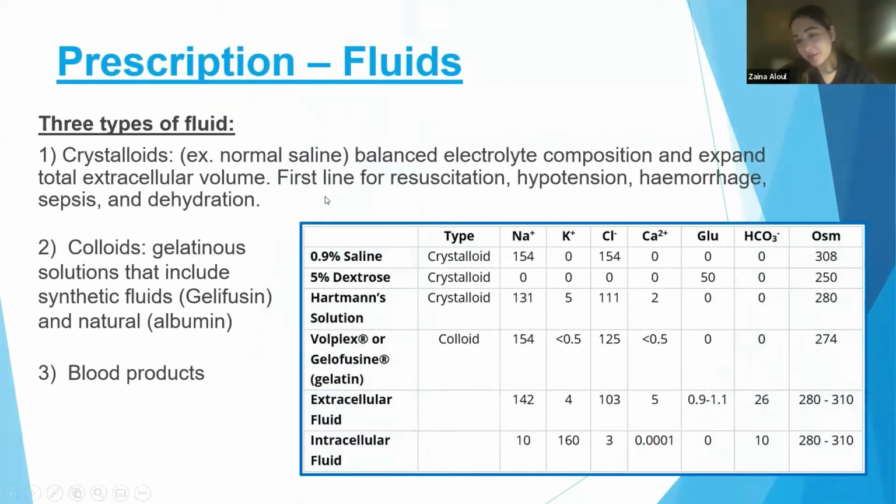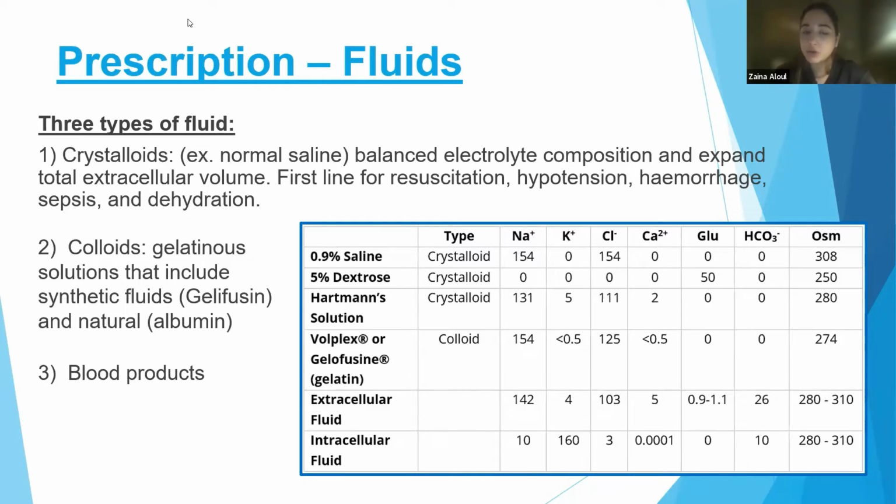So there are 3 types of fluid. There's crystalloids, so that's basically normal saline. It's to expand the extracellular volume, and it's usually first line for resuscitation, hypertension, and hemorrhage. And then you have colloids. Colloids are usually gelatinous solutions, like albumin, and they were initially used for resuscitation, but new research papers have shown that crystalloids are just as effective. Blood products are considered a type of fluid, and we'll talk about that in the next slide.